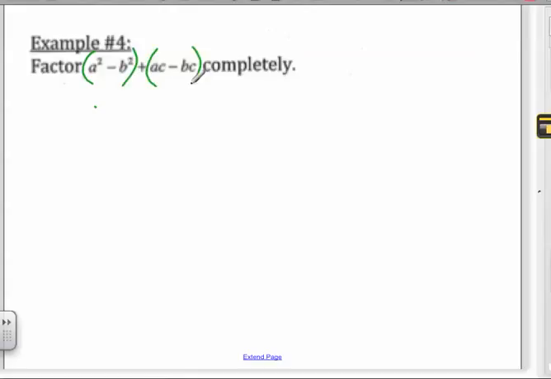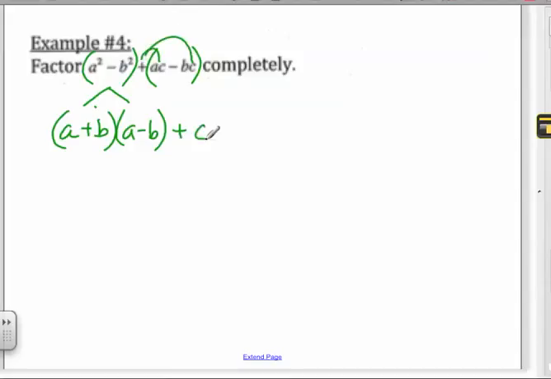Now, once I do that, I'm going to actually separate this into a plus b and a minus b. That's the difference of 2 squares. Plus, I'm going to take out a c because these both have a c in them, c times a minus b. All right, that looks good because now I've got these 2 terms, and they both have an a minus b in them. So I'm going to collect that up at the front.